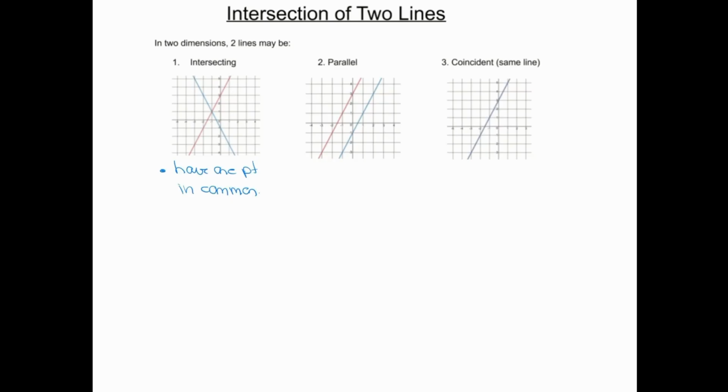Another possibility will be that they'll be parallel. And if they're parallel, remember back, they will have the same slope. And when we're talking straight lines, they'll have the same slope, but they're never going to meet because their y-intercepts will be different. So same slope, but never meet.